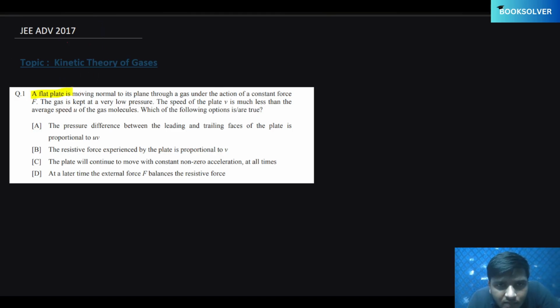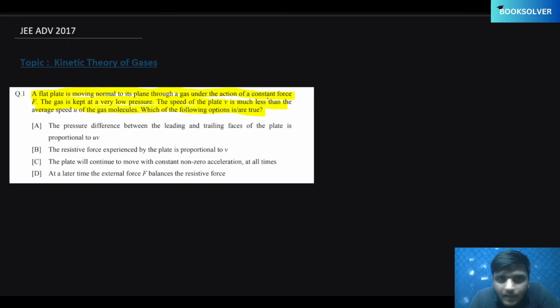We are given a flat plate which is moving normal to its plane through a gas under the action of a constant force F. The gas is kept at very low pressure and the speed of the plate v is much less than the average speed u of the gas molecules. Which of the following options are true?